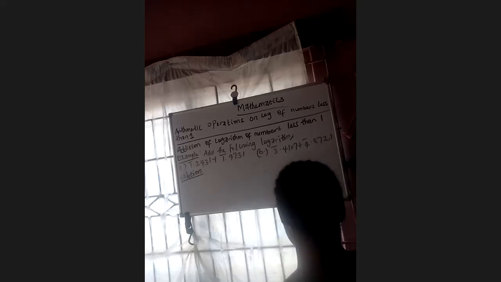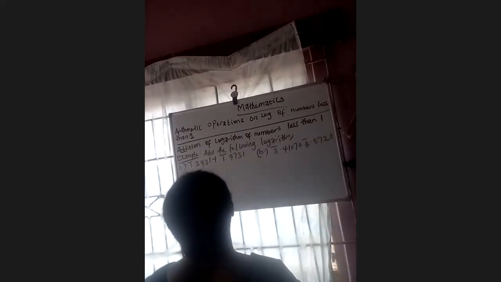Because all of these figures, for instance when you draw your graph, you know that this is the negative side, this is the positive side. So the negative side is always less than the positive side. So there are numbers less than 1.